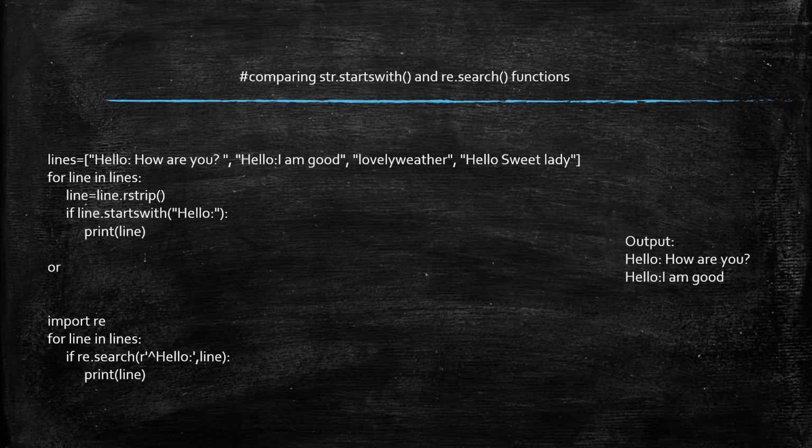If I use a for loop and iterate over this list, I would say for line in lines. I'm going to strip all the characters at the end of a particular line and save it again in a variable called line. Now if my line starts with "hello:", then I want to print that line. So if I run this program, it is going to give me the output "hello, how are you?" That would be the first line I get. And second would be "hello, I am good."